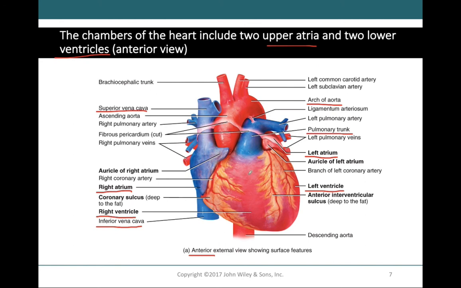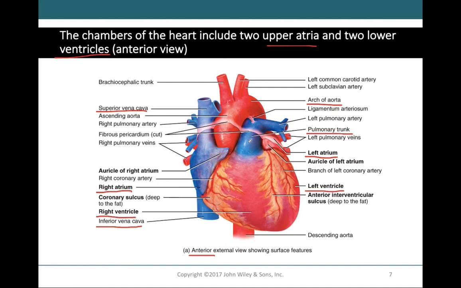Now, the right ventricle is directly connected to the pulmonary trunk. And through this pulmonary trunk, we will then enter into a second circulation known as the pulmonary circulation. And that is going to be the circulation that's responsible for going through the lungs and reoxygenating blood.